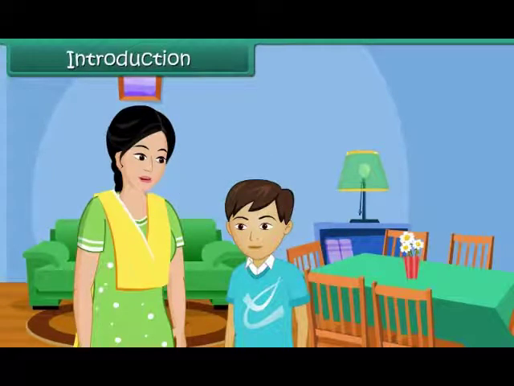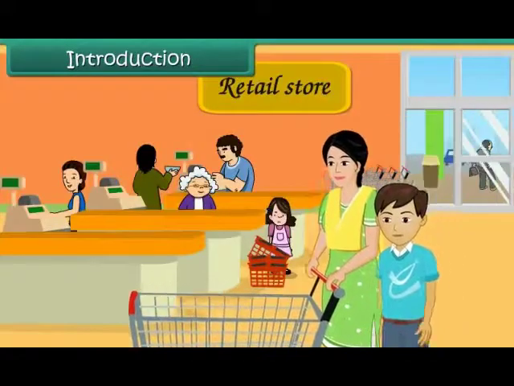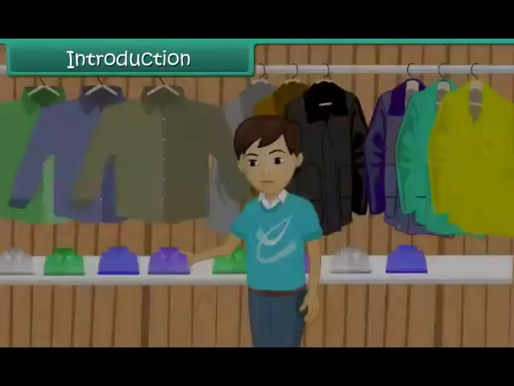Anuj, let's get you some shirts. Many of your clothes have become short. Yes, Mom, even I was going to ask you the same. Let's go to the shop in mall. That evening, Mother and Anuj visited the shop.